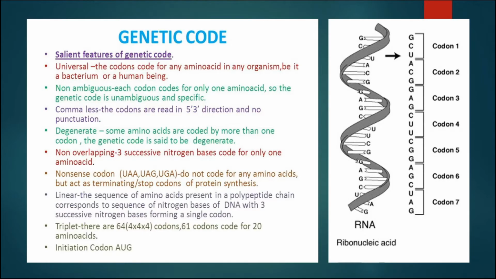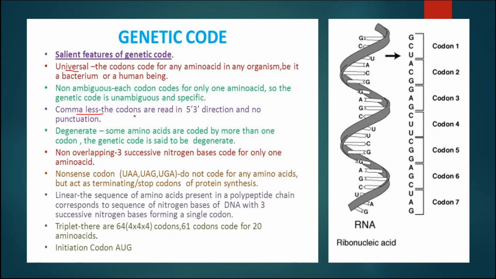In this slide we can see the salient features of the genetic code. The first salient feature is that the code is universal. That means the codons code for the same amino acid in any organism, either bacteria or human being. So that's why it is known as universal. Now non-ambiguous, or unambiguous, means the genetic code is specific in nature. That means each codon codes for only one amino acid, not more than one.